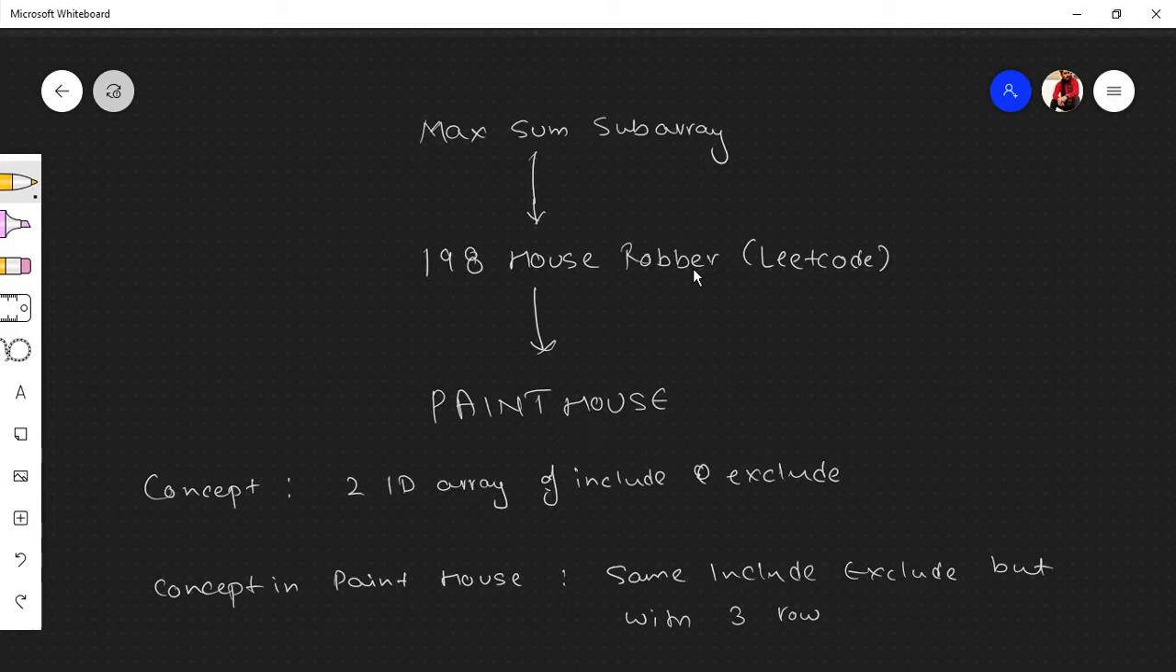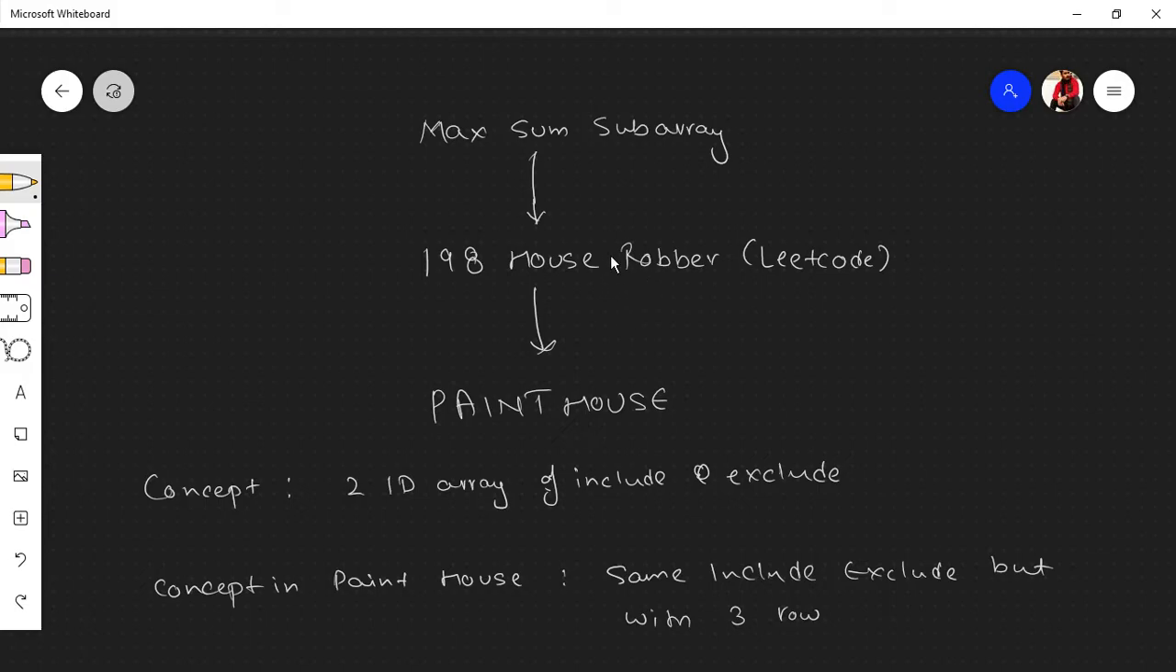What we have today is Paint House. This is a LeetCode question. Actually, it's a premium question. Basically, it's hidden in LeetCode if you have not subscribed to them, and it's a variation of question number 198 of LeetCode only, House Robber.